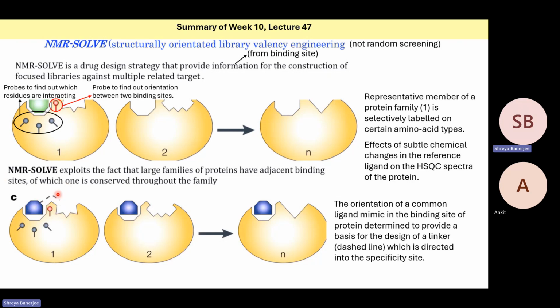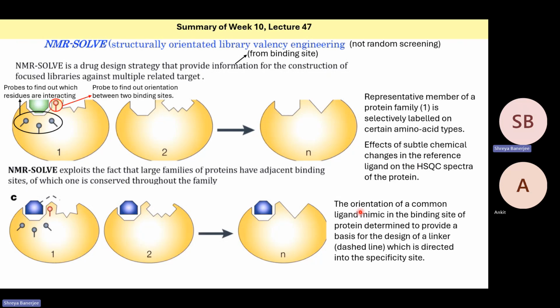So it will help you. Like we talked about SAR by NMR, where two weak binding ligands were joined by an appropriate linker to form a stronger binding ligand. Like that, you can construct the linker based on the information you get from NMR of this probe. This probe will give you an idea of what is an appropriate linker which will join the ligands binding to each of these two sites.